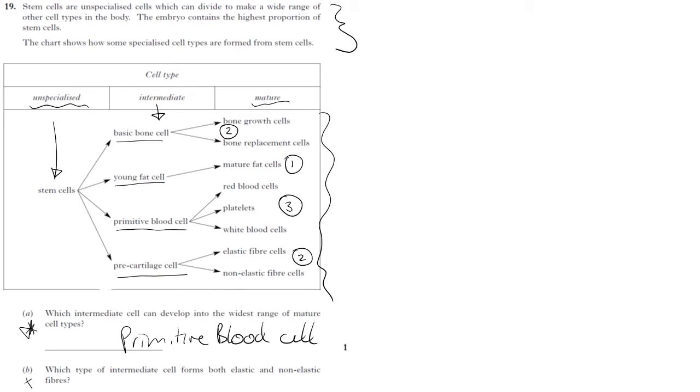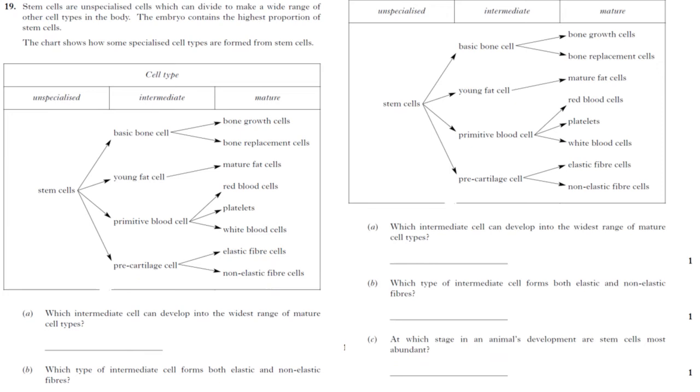Next question. Which type of intermediate cell forms both elastic and non-elastic fibres? So all I've got to do here is find the chart that's talking about elastic and non-elastic. So look at this. Elastic here, non-elastic there. So who is this? Pre-cartilage cell. So there's my answer there. Pre-cartilage cell. Okay. Now, I'm just going to go to my next slide so I can see a little bit more.